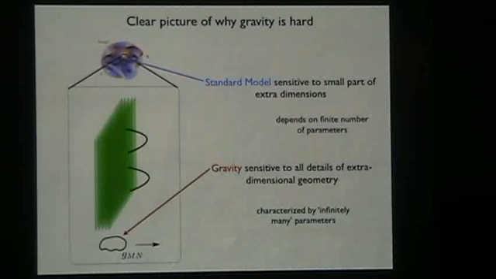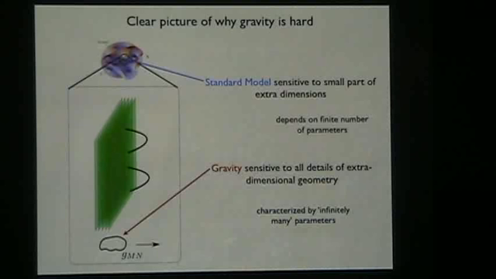Now, this little circle is just a small piece of the geometry, and it happens that we can approximate it with roughly a finite set of parameters. I said the standard model only depends on short-distance physics through 19 numbers, and this is a similar kind of picture. The open strings only depend on a small part of the extra dimensions, and that small part can be parametrized by roughly a finite set of parameters.